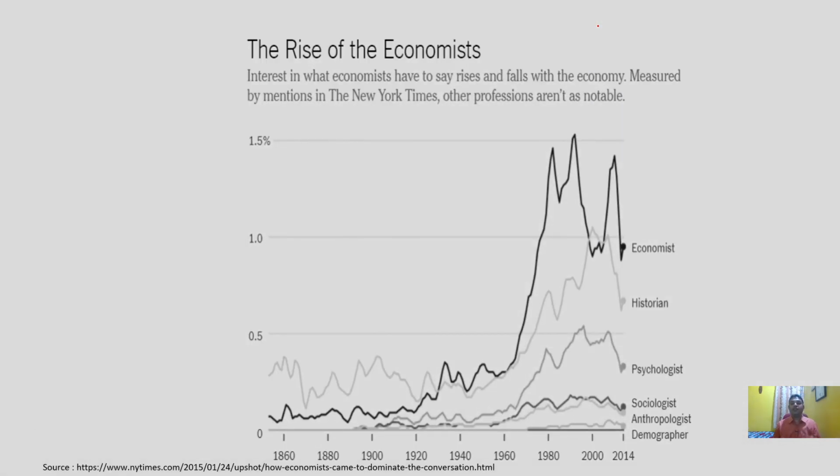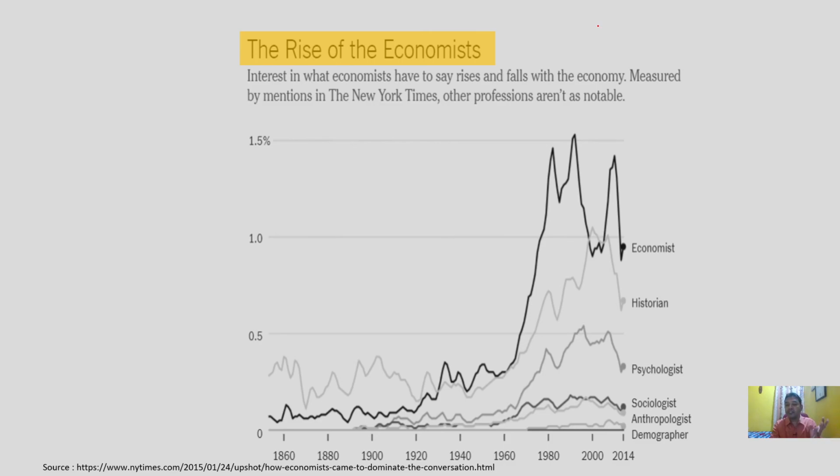So here you can see one small picture, this is very interesting, the rise of the economists. What is this, the rise of the economists? This is a simple statistic that is taken of how often the huge newspaper, the New York Times, mentioned economists as compared to other professions. From 1860 to 2014, we have seen articles in the New York Times speaking about economists.